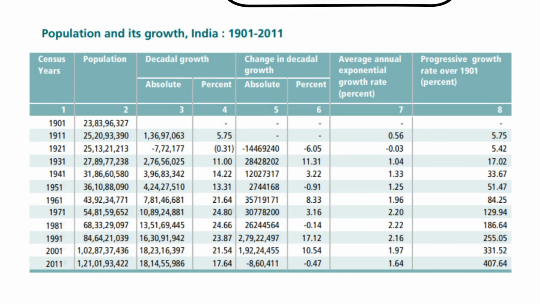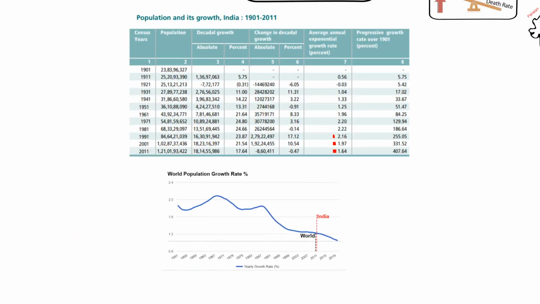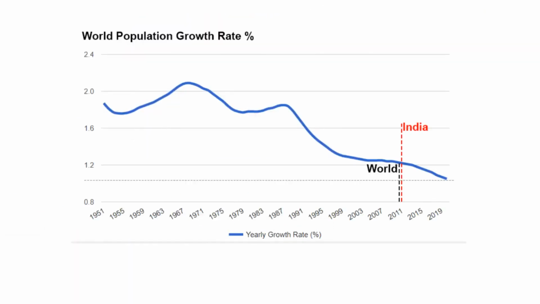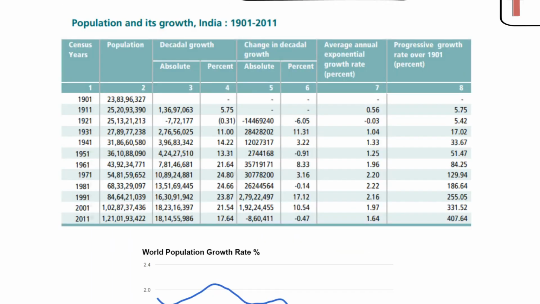The population growth rate declined from 2.2% in 1971 to 2.14% in 1991, and further to 1.95% in 2001, and finally to 1.64% in 2011. But if you see, it was still higher than the world population growth rate of 1.23%. So this is what we mean when we say this period is also referred to as the period of high growth with definite sign of slowing down. So this declining trend marks the beginning of the new era in the demographic history of India.